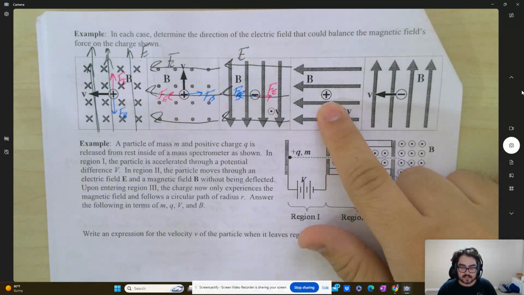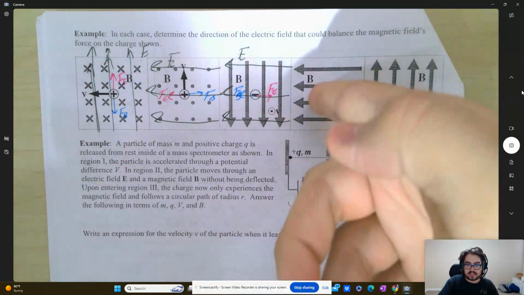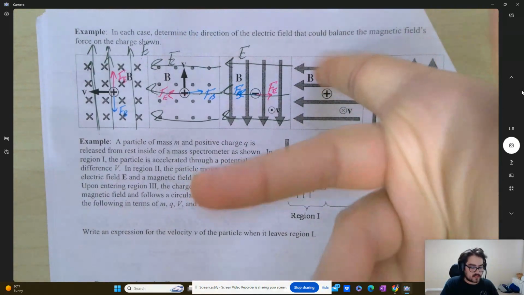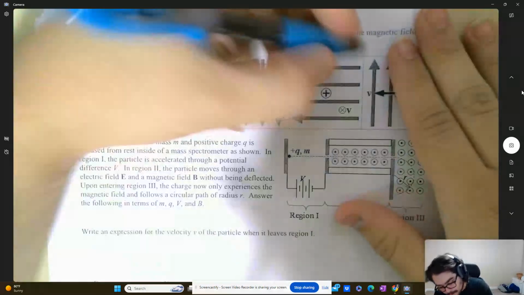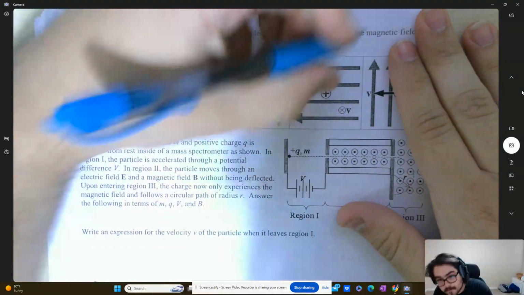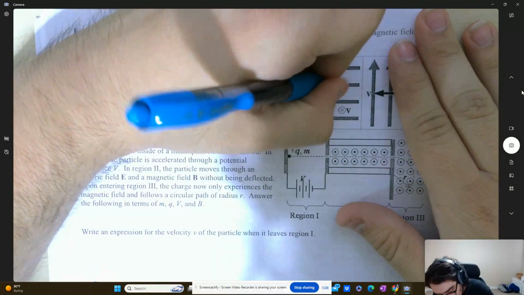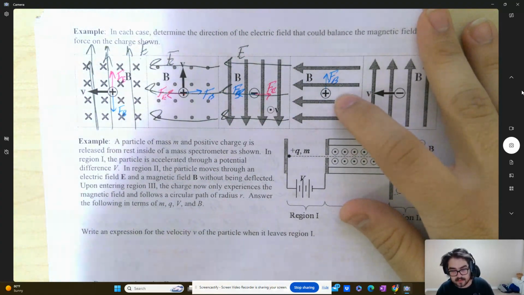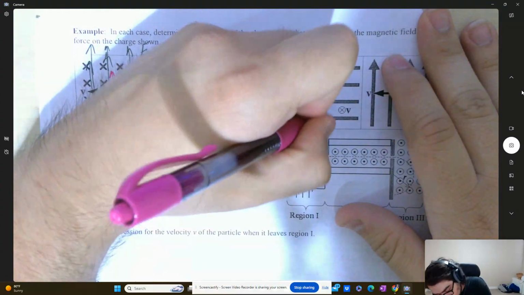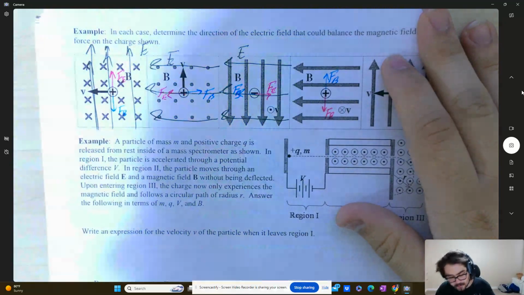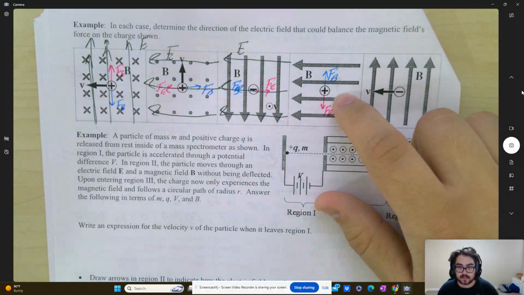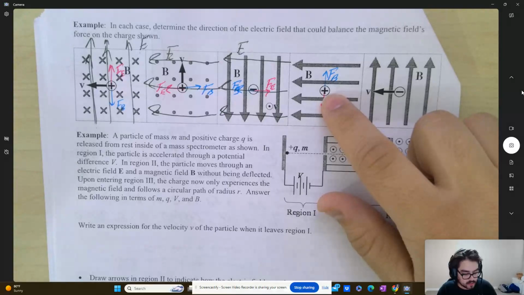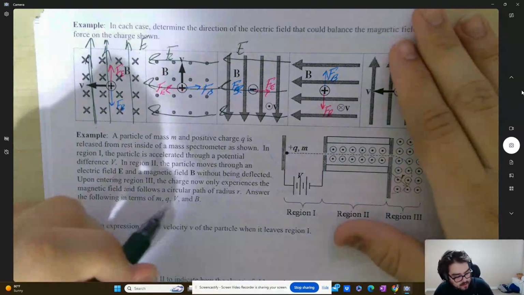Here, the velocity is going into the page. This is right hand again, into the page, B field to the right, force is going to go up. That's going to be the B force right there. And then the E force is going to go down, because it's got to oppose it. And then what's going to happen is this is a positive charge, so the field would have to go down, right?